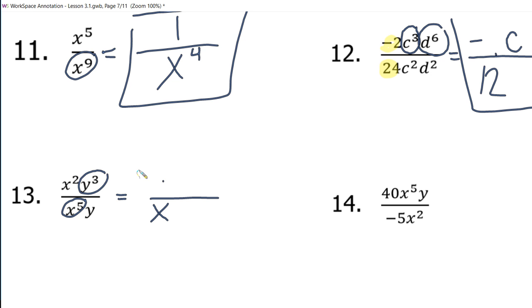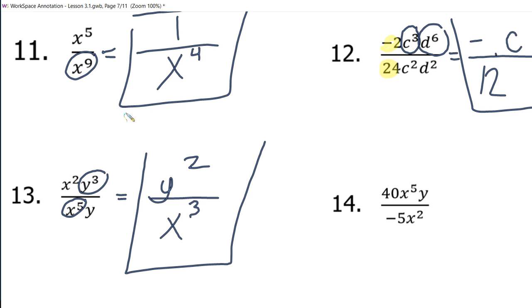Subtract, so for the x's, what's 5 minus 2? 3, so that needs to be x cubed in the denominator. And for the y's, big minus little, what's 3 minus 1? 2. So y squared in the numerator, x cubed in the denominator.